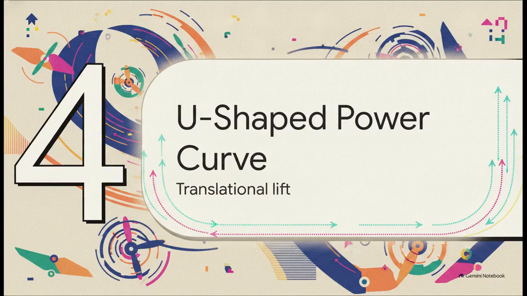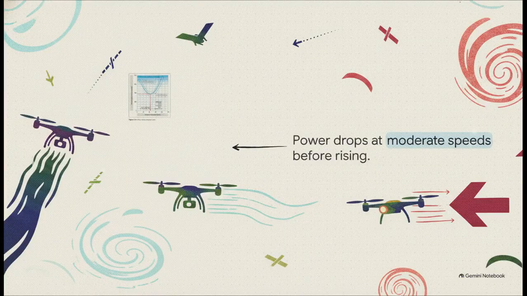Next up, Section 4. The U-shaped power curve. Now, what's really interesting about this curve is how it completely defies standard logic. At zero airspeed, so a basic hover, the power required is incredibly high. But as the drone starts flying forward at a moderate speed, the power required actually drops. This dip forms a U-shape due to something called translational lift. The drone essentially outruns its own turbulent downwash and bites into fresh, clean air, making the rotors much more efficient.